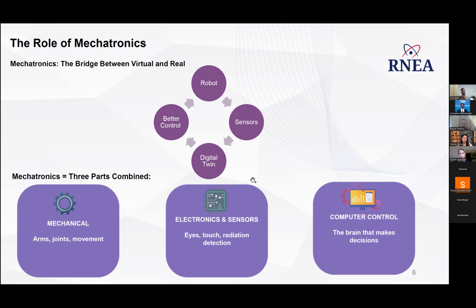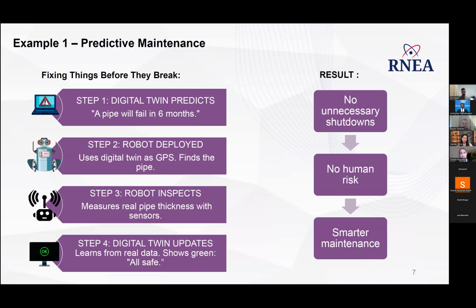So we build robots that can go into dangerous places, sense what's happening, and send that information back to the digital twin. So we close the loop between the virtual world and the real one. So next slide, we will see one example.